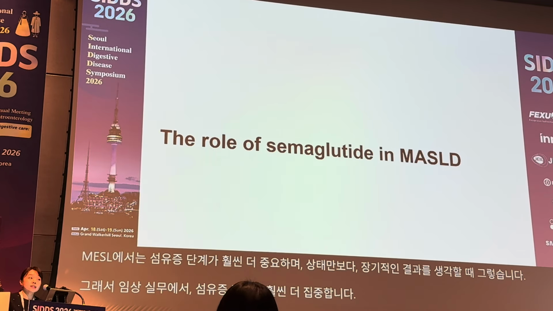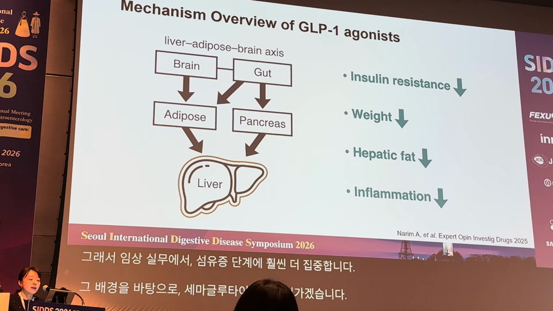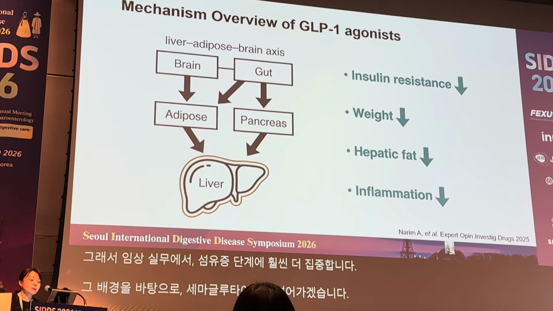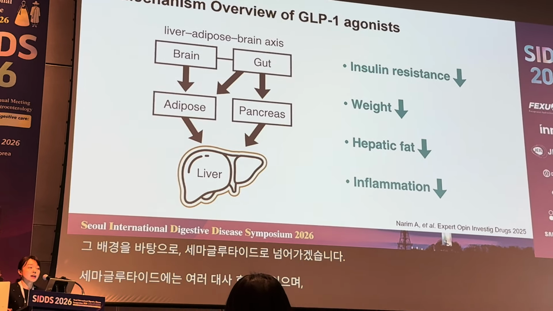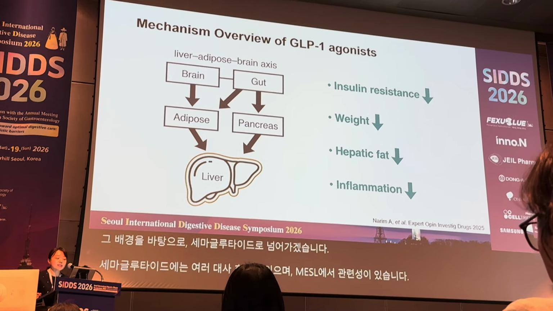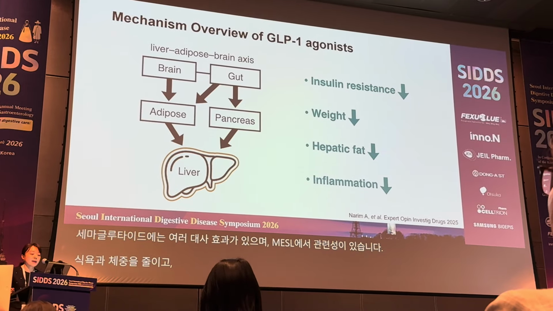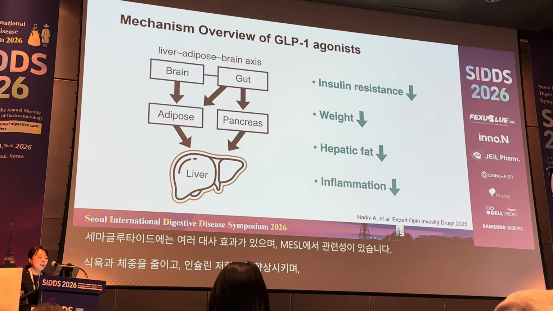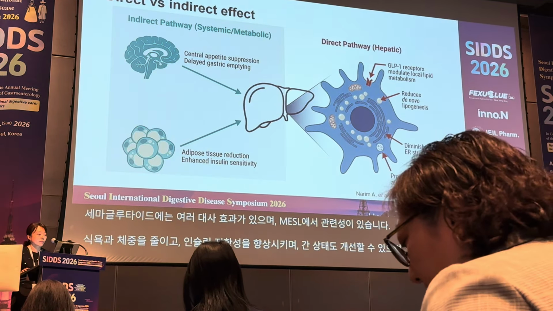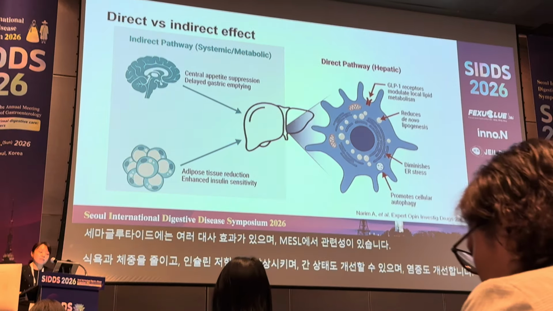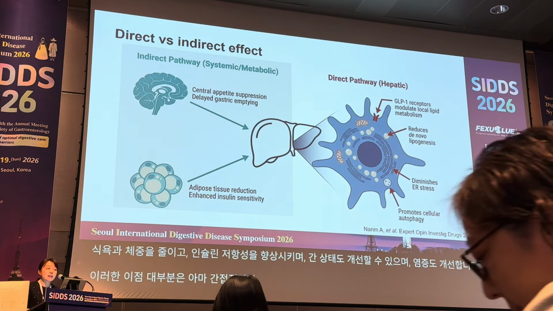With that background, let's move to semaglutide. Semaglutide has several metabolic effects that are relevant in MESL. It reduces appetite and body weight, improves insulin resistance, and may also improve hepatic statuses and inflammation. Most of these benefits are probably indirect rather than direct.